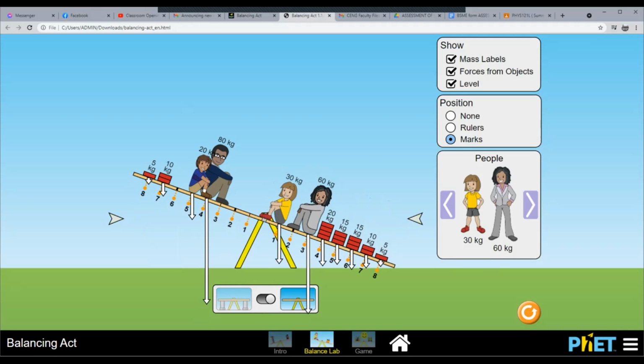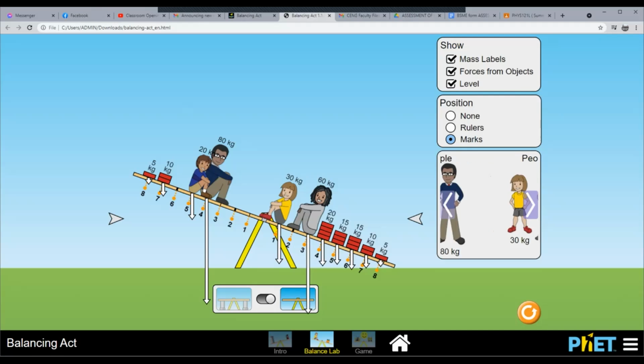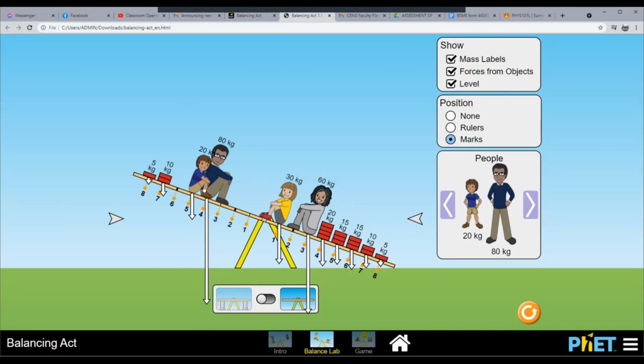So what would happen? Let's say we add. Okay. So you would notice that there is an unbalanced condition in the fulcrum. So what's the principle?